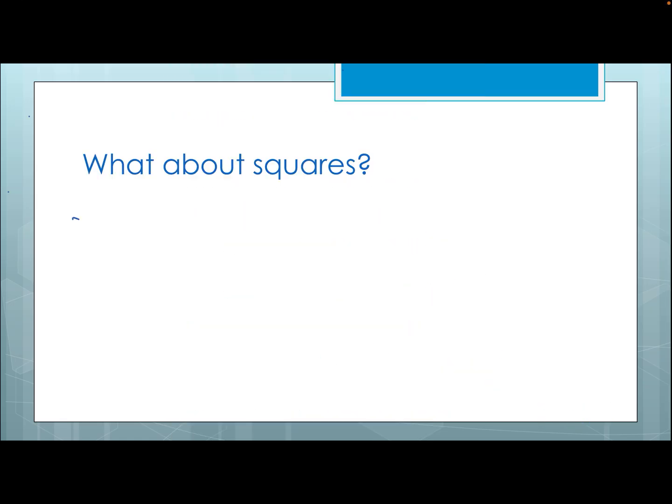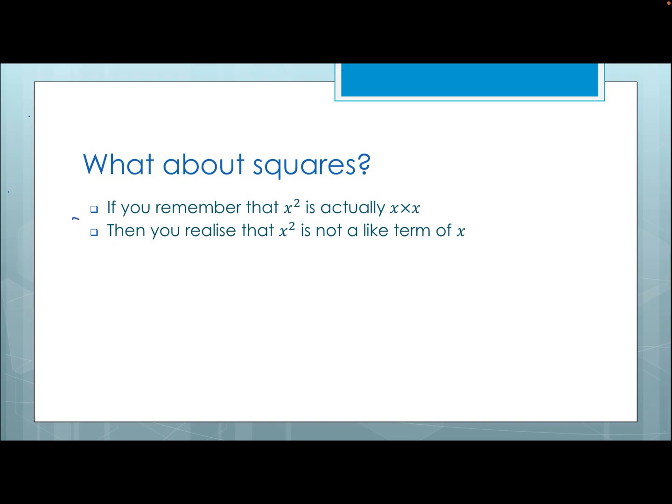Okay, so hopefully that makes sense. Right, last part, this is probably level 4 stuff, just really very quickly going through this. If you remember that x squared is actually x times x, then you realize that x squared is not a like term of x, right? I appreciate the concept that they have the same letter, but they don't. X squared is actually x times x, that's using x twice. So those are not like terms.